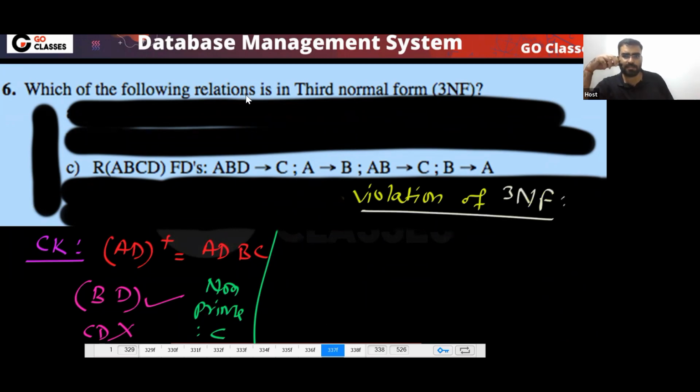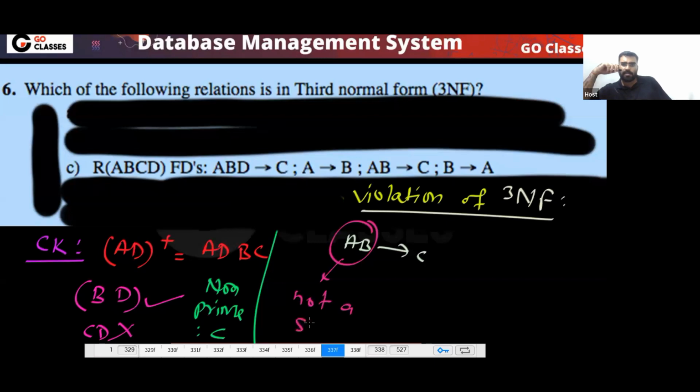The same violation will work, or you can give some other violation. The non-prime attribute is C. Nikhil, you cannot give non-prime to non-prime because there is only one non-prime attribute. Will the same violation work? This is also a violation. AB determining C is a violation because this is not a super key and this is non-prime. So this is a violation of 3NF.